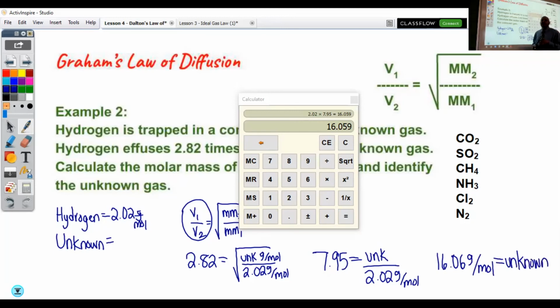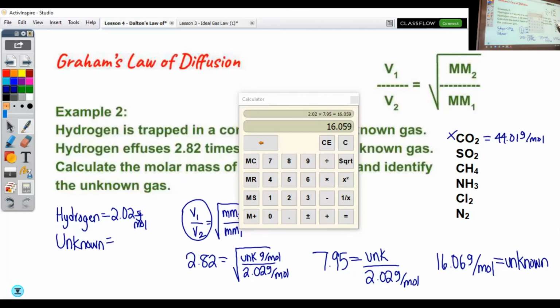Now, in this case, there's an additional question. They give you a selection of choices on the right side, and they ask you to identify what gas this is. So to do this, you need to find the molar masses of all of these different gases and find out which one has a molar mass closest to our unknown. So looking at these, we have 12.01 plus 32. This is 44.01 grams per mole. That's not close to 16. So it's not going to be carbon dioxide.